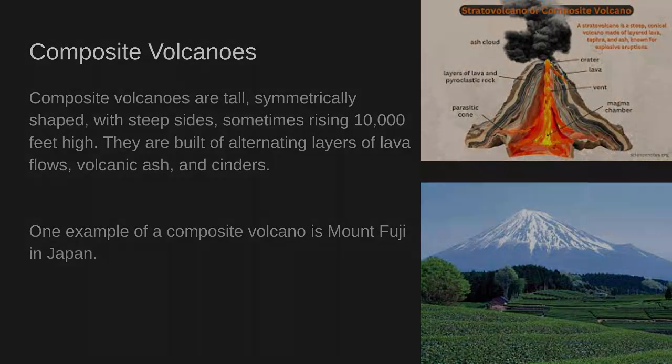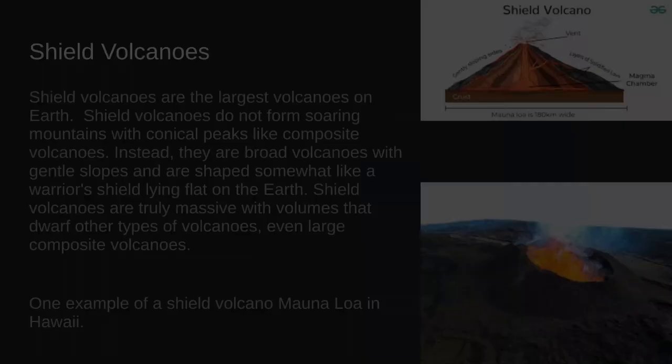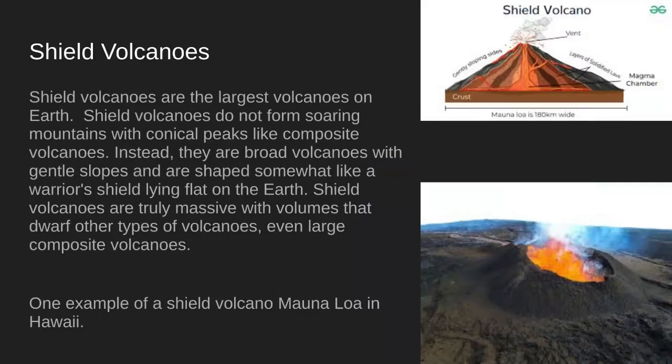Next up are shield volcanoes. Shield volcanoes are the largest volcanoes on Earth. Shield volcanoes do not form soaring mountains with conical peaks like composite volcanoes. Instead, they are broad volcanoes with gentle slopes and are somewhat shaped like a warrior shield lying flat on the Earth. Shield volcanoes are truly massive with volumes that dwarf other types of volcanoes, even the largest composite volcanoes. One example of a shield volcano is Mauna Loa in Hawaii.